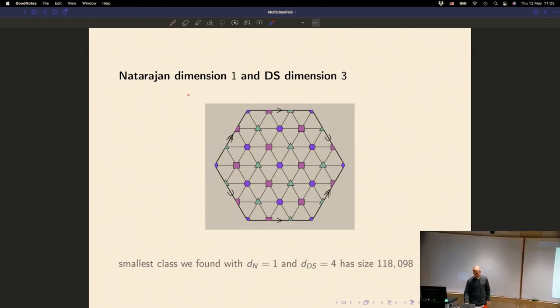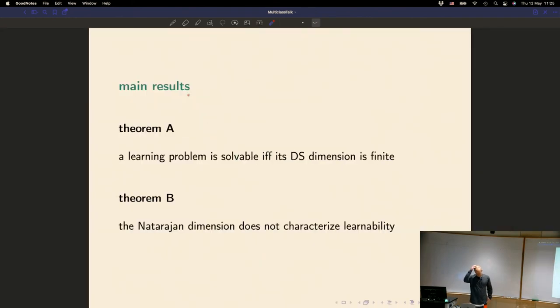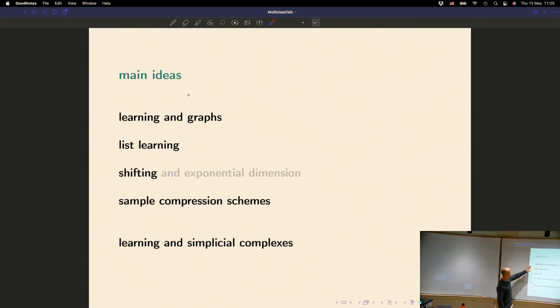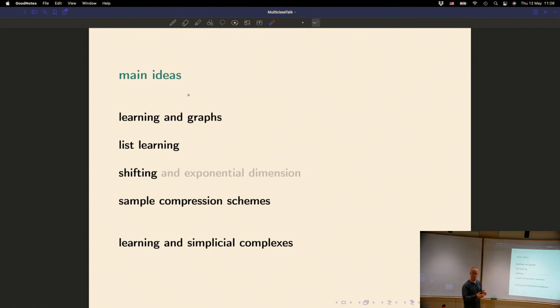So this is the second. These are the two main things we found out in this research. And just a few ideas: the DS dimension somehow allows us to connect some properties of graphs or hypergraphs and learnability. Trying to understand it better led to this notion of list learning, and now we try to understand when list learning can be achievable. It's a different question than the VC dimension. It's a very specific loss function, if you think about it abstractly.